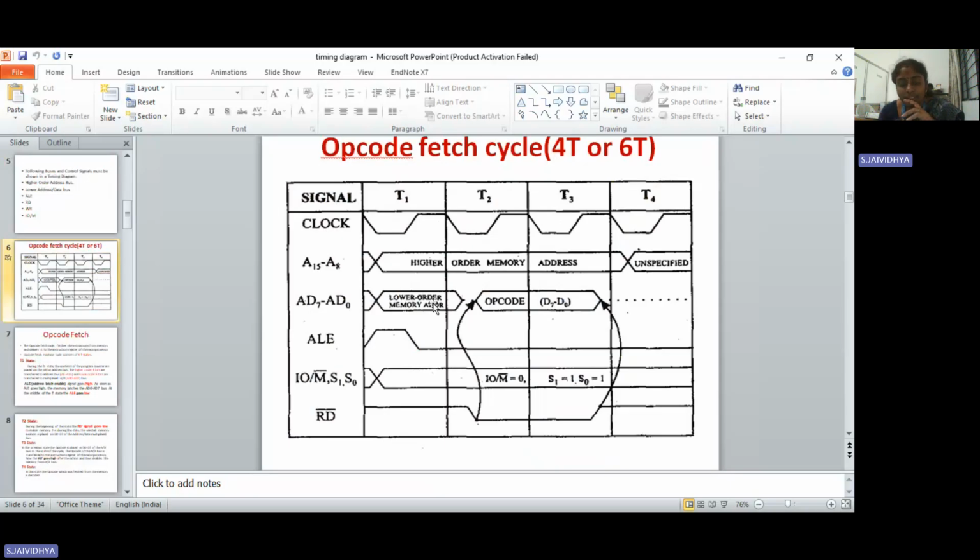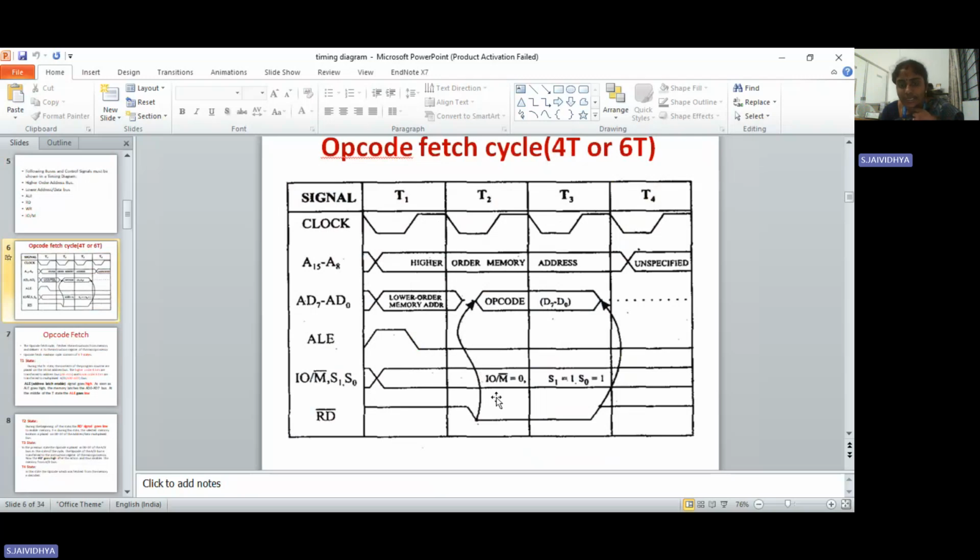So it is individually split into the lower order address, that is A0 to A7, and the opcode, D0 to D7. It gets detached when the address latch enable is active. So the address latch enable signal will be active throughout the process. Come to the input output memory and status signals.